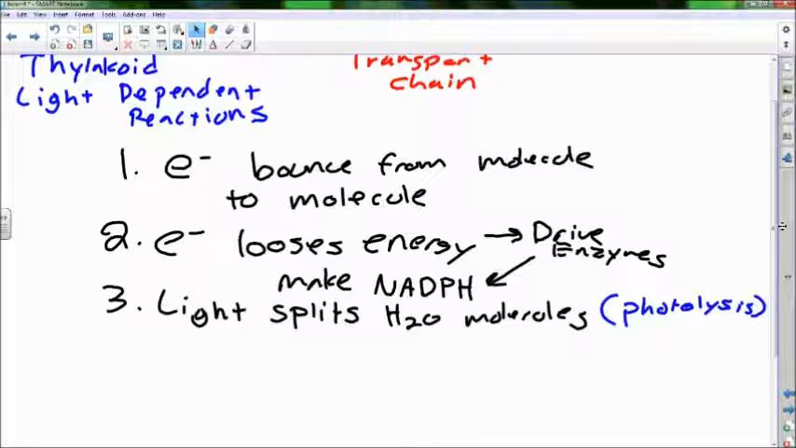So not only is light important in bouncing electrons out of the chlorophyll molecules, but as we see here, it's also important because it splits water molecules. So that's another reason why the second part of photosynthesis is a light-dependent reaction. Without light, you're not going to have those water molecules being split.